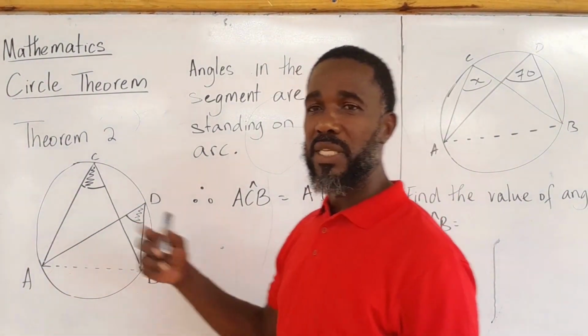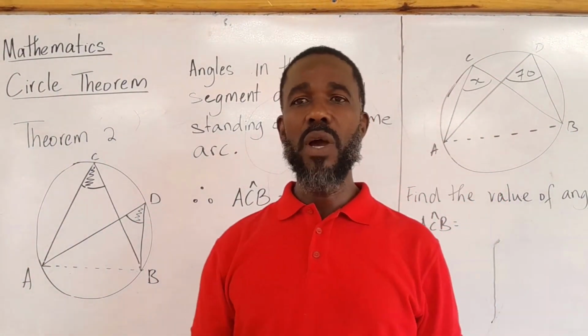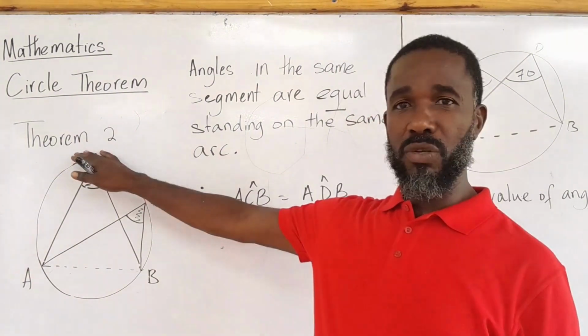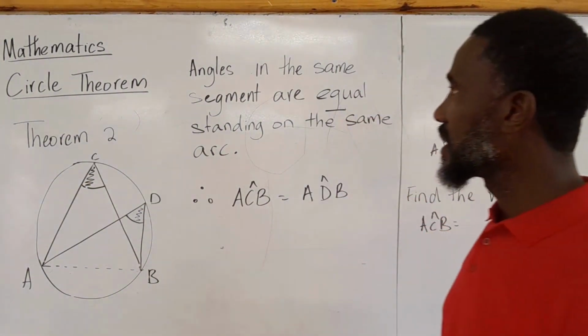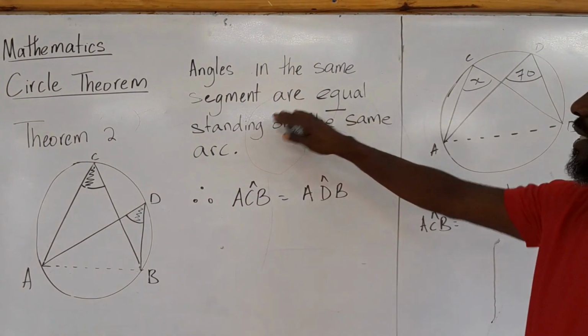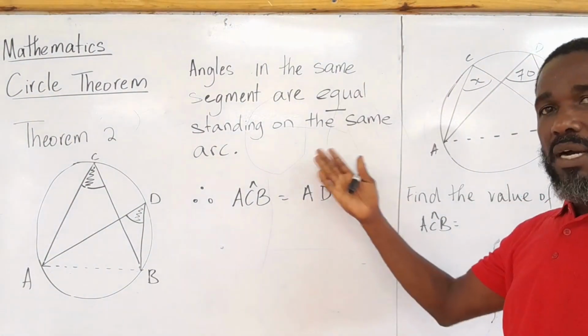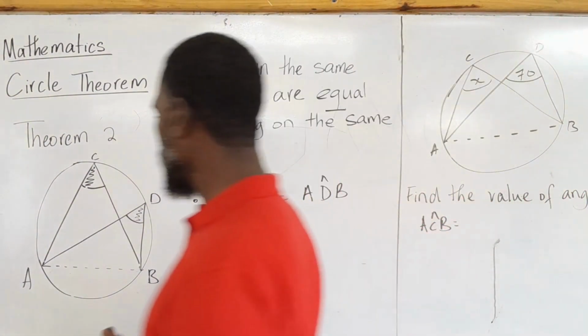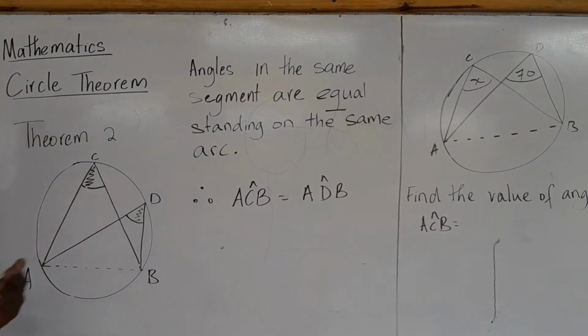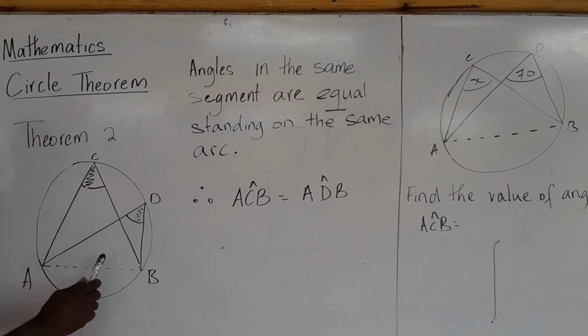Today we will be looking at, still continuing with Circle Theorem, and we are going to continue with Theorem 2. Theorem 2 states that angles in the same segment are equal, standing on the same arc. Now, we need to remember about a circle that if we have the chord AB, then the chord AB divides the circle into a minor segment and a major segment.